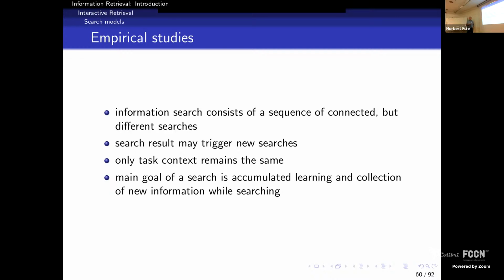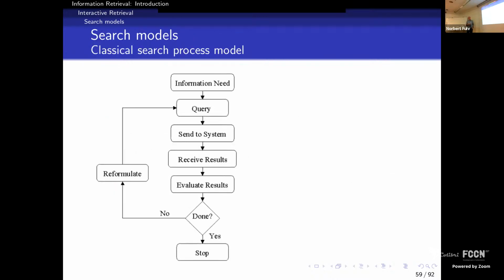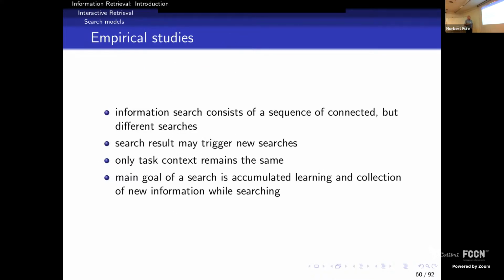And so this means that this model is not really helpful. So the main goal of the search is accumulated learning and collection of new information while searching. That's what empirical studies showed. The task remains the same, and it leads to a sequence of searches addressing different aspects of the problem, and maybe also the understanding of the problem changes during the search.